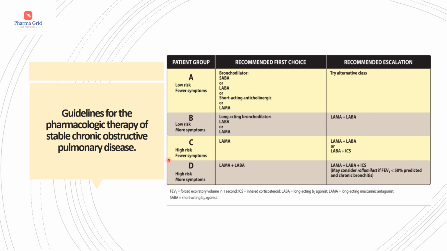Then category C means high risk and fewer symptoms. Here the recommended first choice is long-acting muscarinic antagonist. Recommended escalation is LAMA plus LABA or LABA plus inhaled corticosteroids. Then category D means high risk and more symptoms. Here the recommended first choice is LAMA plus LABA and recommended escalation includes LAMA plus LABA plus inhaled corticosteroid. May consider roflumilast if forced expiratory volume is less than 50% predicted and chronic bronchitis.